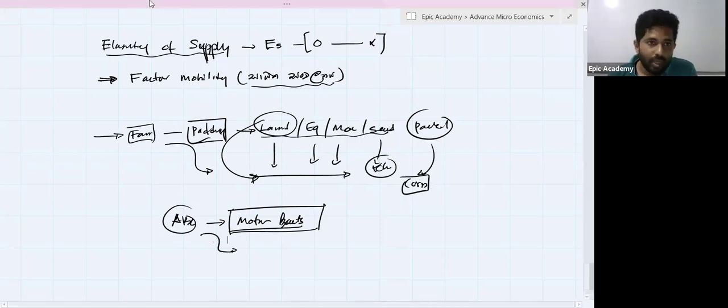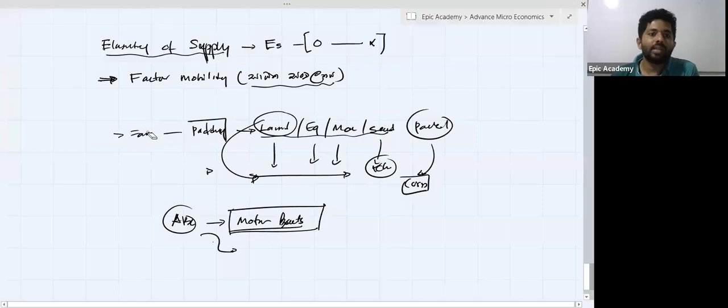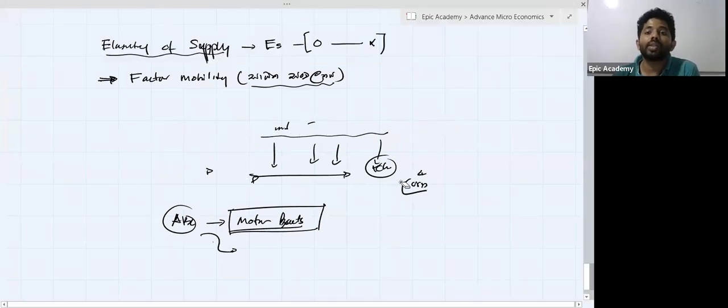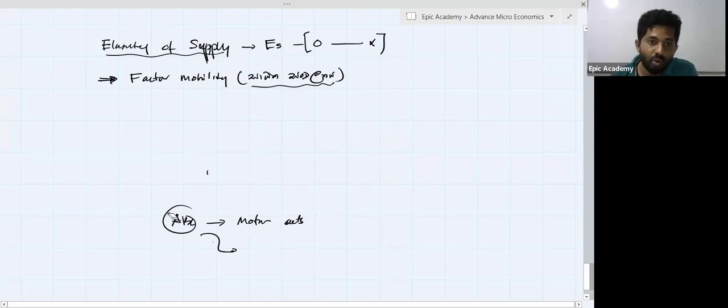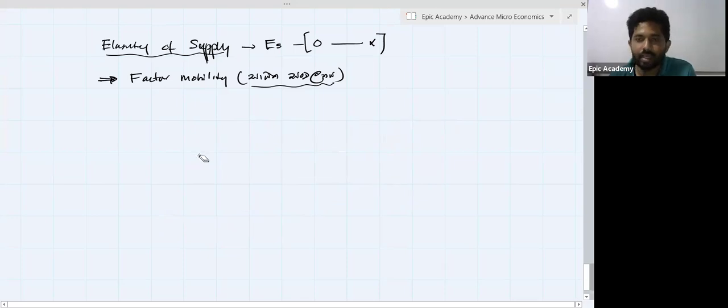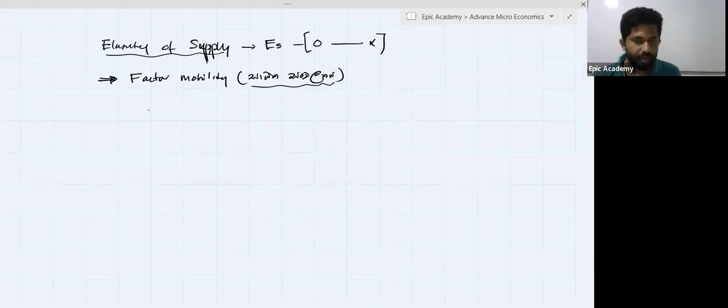So then if you got the factor mobility, you can change the quantity of supply according to change in the price. So then what happened to the elasticity? It must be elastic. If there is no factor mobility, your production quantity cannot be changed. So then it becomes inelastic. So that's the reason. Okay.